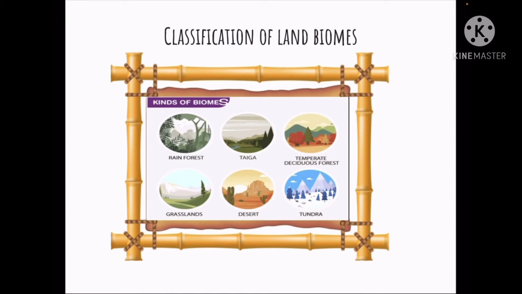Classification of land biomes. There are six main kinds of biomes, which are: 1. Rainforest, 2. Taiga, 3. Temperate deciduous forests, 4. Grasslands, 5. Desert biomes, and finally 6. Tundra.